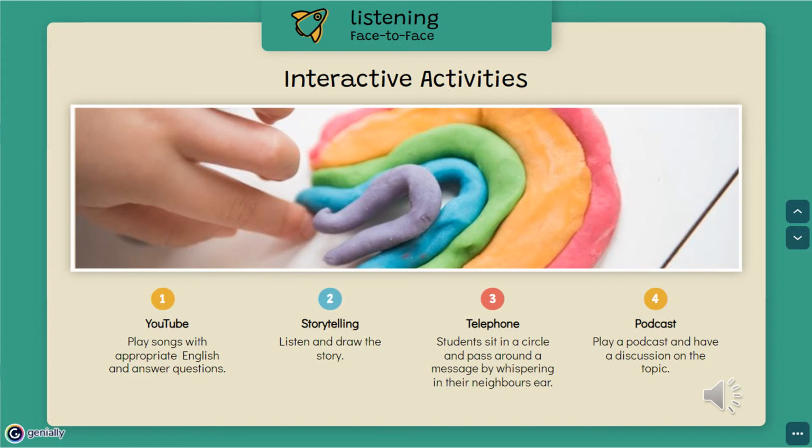Next one, the telephone. Students sit in a circle and pass around a message by whispering in the neighbor's ear. So it's really cool because maybe at the beginning you start with a sentence and at the end the sentence has changed completely. That is really cool. And finally, podcast. Play a podcast and have a discussion on the topic. This one is really useful for advanced students because their listening skill is better and you can discuss the topic.